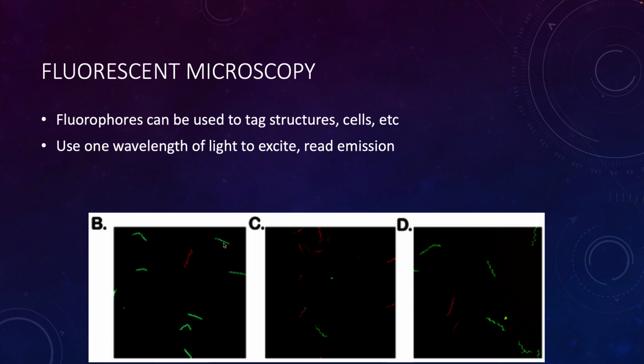This is an image that I took using confocal microscopy. This is a live dead stain. Live bacteria are green, the dead bacteria are red, and these are actually Borrelia burgdorferi, the organism that causes Lyme disease. So you use one wavelength of light to excite the fluorophore, and then as that excited fluorophore kind of comes down from that excitement, it emits a different wavelength of light, and that's the color that you visualize.